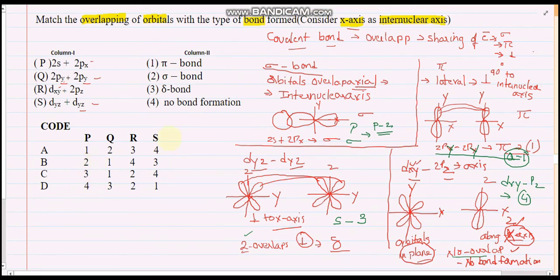So the option will be, here what we are having, P is 2. Next Q is 1. For dxy and pz, here it is no bond formation. So R will be 4. Yes. dyz. Here S option will be 3. So the option will be 2143, which is option B. So the correct option for this question will be 2143.